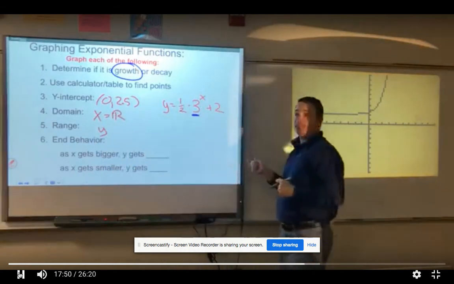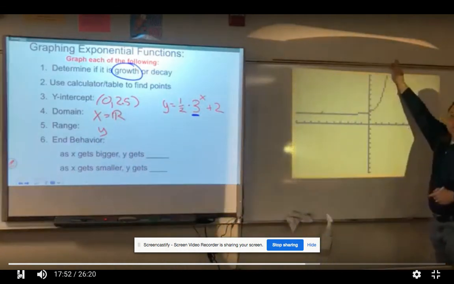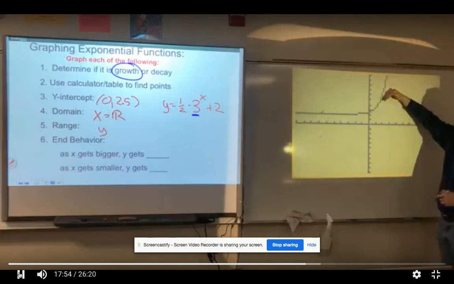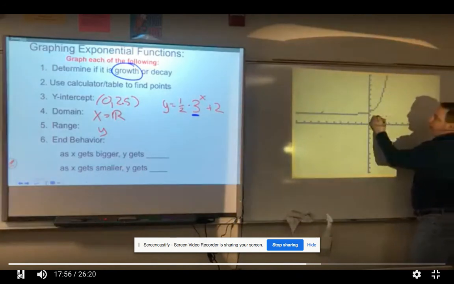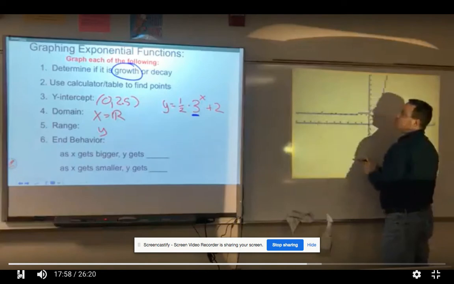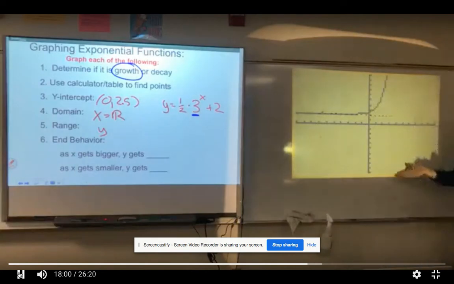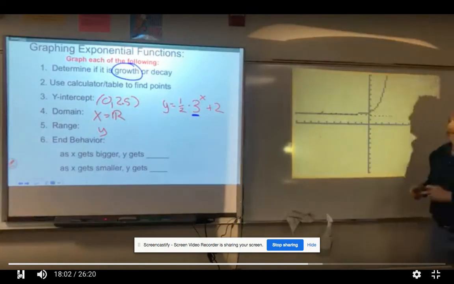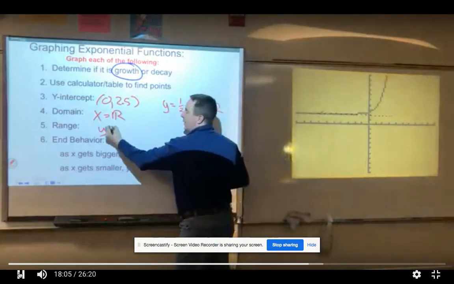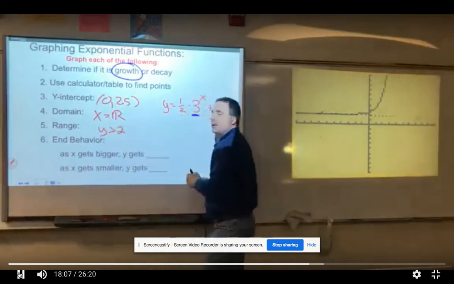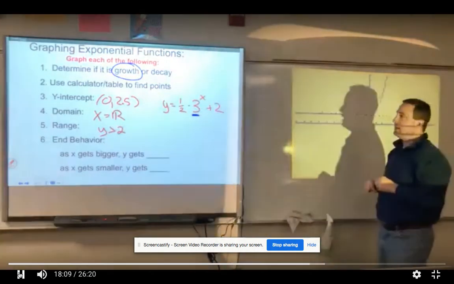The range, okay, it's going up forever, but it doesn't go down forever. And we talked earlier, just a minute ago, it's leveling off at 2. So all the y values are above 2. Another way of saying that is all the y values are greater than 2 this time, not 0, but 2.